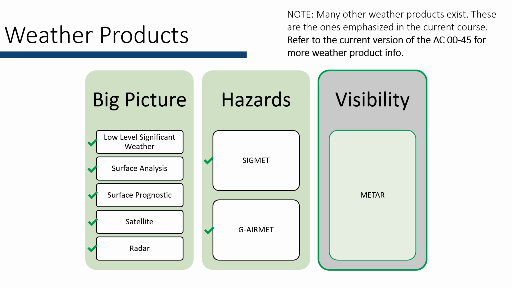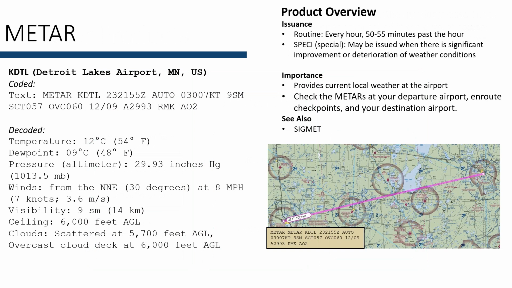Let's start with METARs. METARs are available in 2 forms, coded and decoded. Routine METARs are issued every hour, typically between 50 and 55 minutes past the hour. Special METARs may be issued when there is significant improvement or deterioration of the weather conditions. METARs provide a snapshot of the current weather at an airport. Because of their limited range, it is important to check METARs at multiple airports. You should check METARs at your departure airport, en route checkpoints, and your destination.